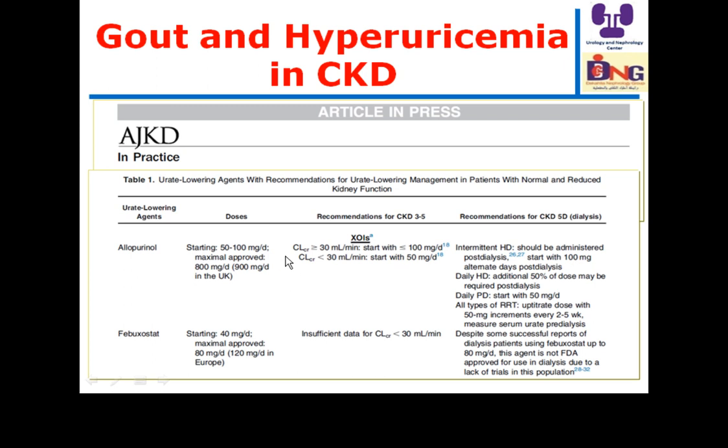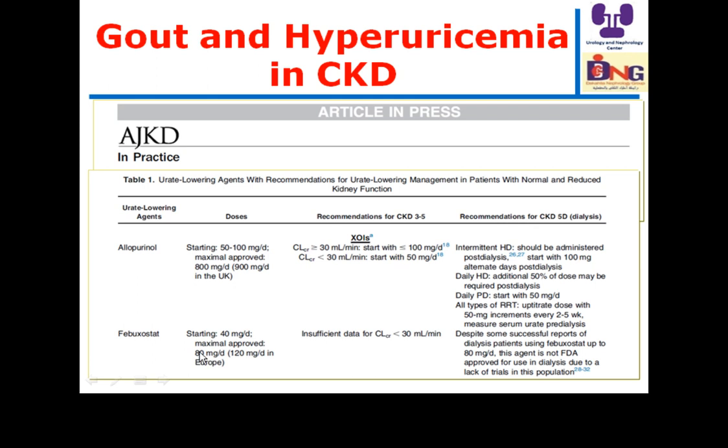This is in general, but in stage 3 and 2-5, if the estimated GFR or creatinine clearance is above 30 milliliters per minute, start with less than 100 milligram and go slow. If clearance is less than 30 milliliters per minute, the starting dose is 50 milligram per day. For patients on intermittent hemodialysis, it should be administered post dialysis, starting with 100 milligram on alternate days post dialysis. And for daily hemodialysis patients, an additional 50% of the dose may be required post dialysis.